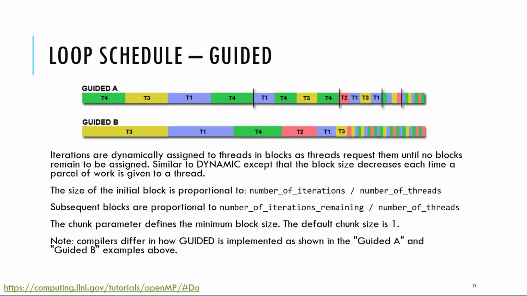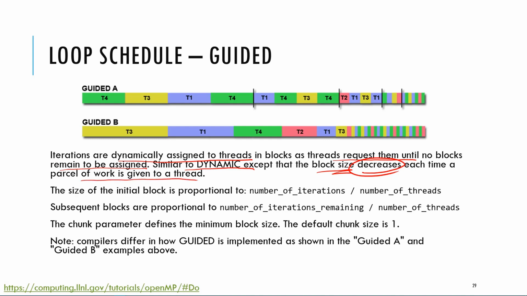What about the last schedule mode? It's the guided schedule. Well, the iterations in the guided schedule are dynamically assigned to threads in blocks as the threads request them until no blocks remain to be assigned. So it's somehow similar to the dynamic scheduling, except that the block size decreases each time. So this is why it's guided. It decreases each time a parcel of work is given to a thread.